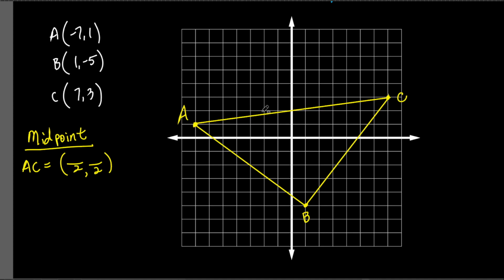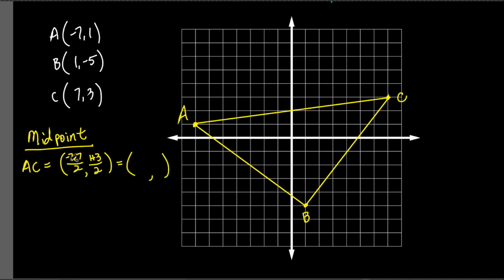So we take AC, right? There's A and there's C. What do we do with the x's? We add them together. So it's negative 7 plus 7, right? And then we add the y's. It's 1 and 3. I know that's kind of small, just trying to fit everything in there.